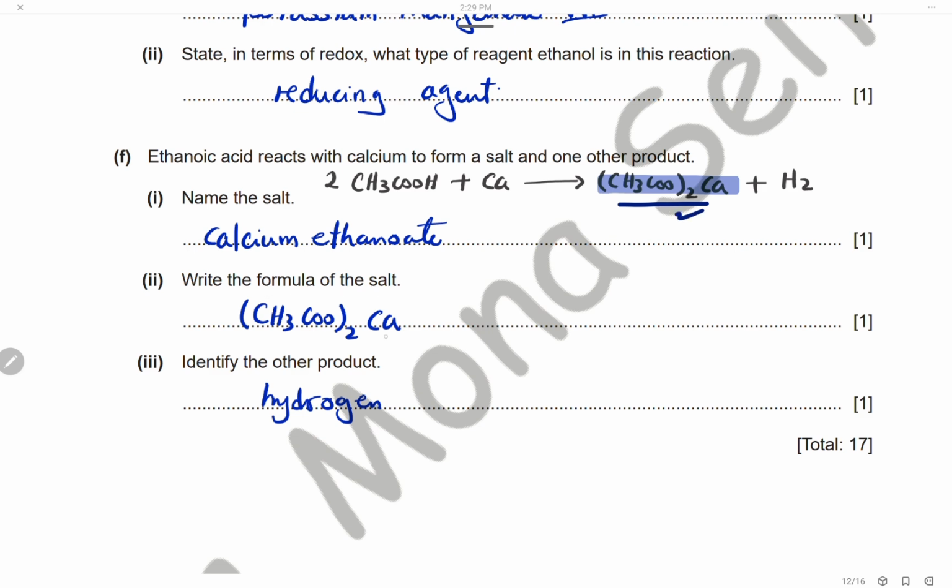Write the formula of the salt. We have the ethanoate ion, which is CH3COO, which has a negative charge, and calcium, which has a +2 charge. So we will exchange the charges. We will have 2 for ethanoate ion and 1 calcium ion. So this is the formula of calcium ethanoate. Identify the other product formed. Of course, it's hydrogen gas. Like a typical reaction of metal with acid, it produces salt and hydrogen gas.